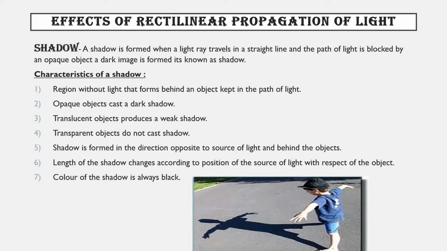Next, the length of the shadow changes according to the position of the source of light with respect to the object. It means as your position changes, the length of your shadow will change accordingly. At different times during a day, you can find that the length of the shadow decreases and increases. And the color of the shadow is always black. It is not colorful. Whether you wear any color of cloth, its shadow will be black.